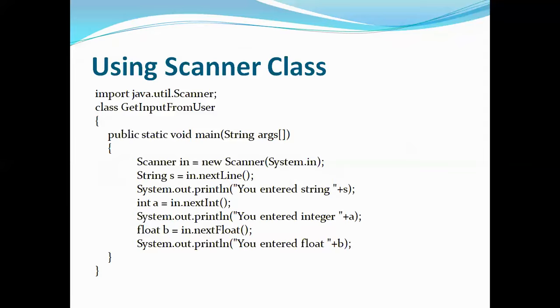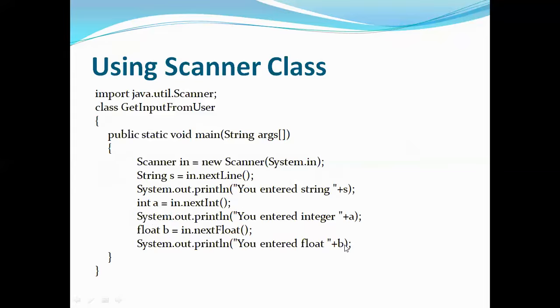So I'm printing that a in the next line. Next, I'm taking the next float value. So the next value you are taking is a float value, which is taken by this scanner object called in, and that is stored in the float variable called b. And I'm just printing that you entered the float value b.